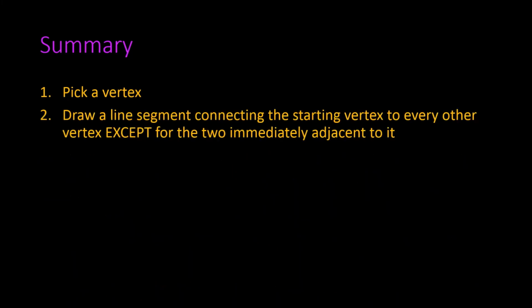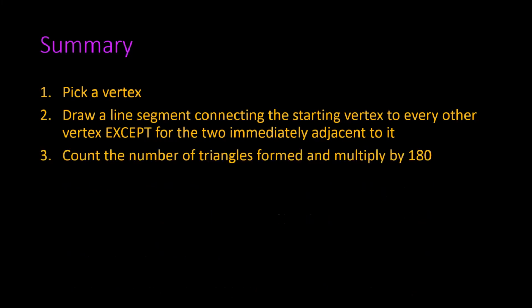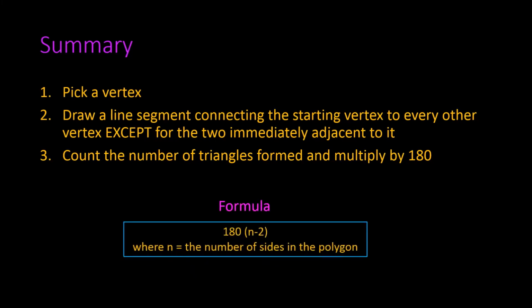To determine the sum of the interior angles of a polygon, you first pick a vertex. You then draw a line segment connecting the starting vertex to every other vertex except for the 2 immediately adjacent to it. And finally, you count the number of triangles formed and multiply that by 180 degrees. The resulting formula is 180 times (n minus 2), where n is the number of sides in the polygon.